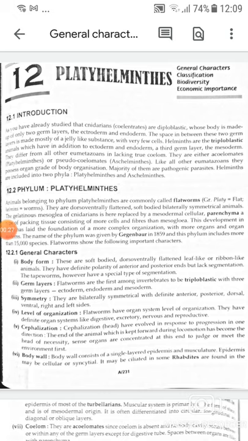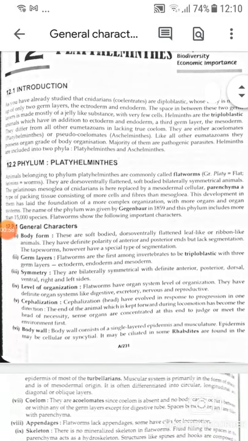Kya hote hain Platyhelminthes? The animals that belong to phylum Platyhelminthes are commonly called flatworms. Why are they called flatworms? Because their body is dorsoventrally flattened and they are soft-bodied animals with bilateral symmetry. Here in these animals the gelatinous mesoglea of cnidarians is replaced by mesodermal cellular parenchyma, a type of packing tissue consisting of more cells and fibers than mesoglea.